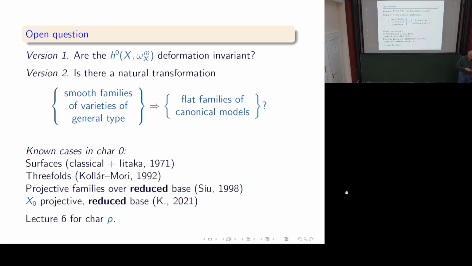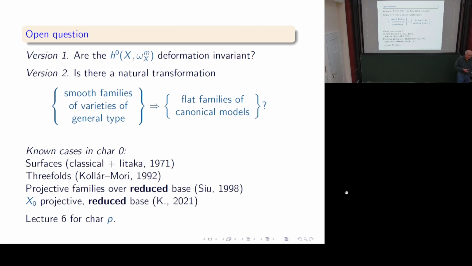Now, if the base is not reduced, I understand the content of 2, but what is the content of 1 now? What would it mean? Well, it depends on what you want. For instance, one way of saying it is that if you have a deformation over an Artin scheme of length n, and you look at h0 of the plurigenera, it is just n times what you get in the central fiber. So this is a numerical way of stating the deformation invariance of the plurigenera over Artin schemes.